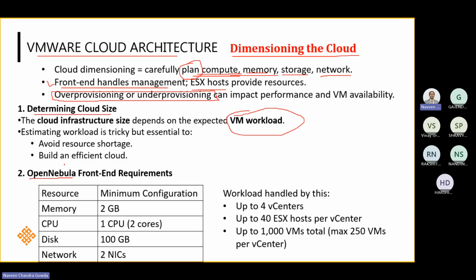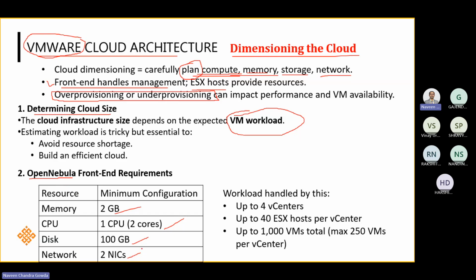Now, for you to install and set up OpenNebula with respect to VMware, what are the minimum requirements? We discussed this in the last topic as well. You need a minimum of 2 GB RAM, 2 CPU cores, 100 GB of hard disk space, and 2 NICs. So there are very minimal requirements to install and start using OpenNebula with VMware.